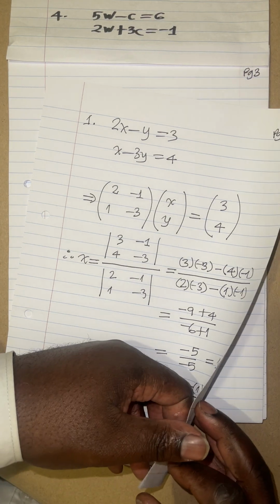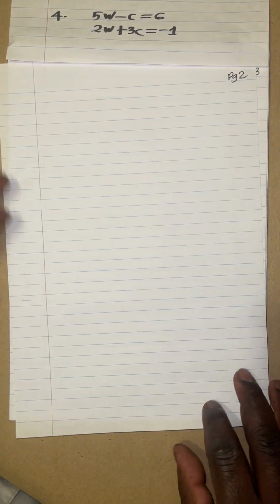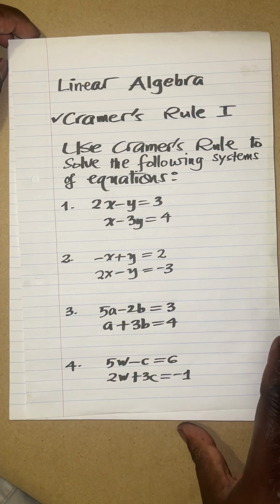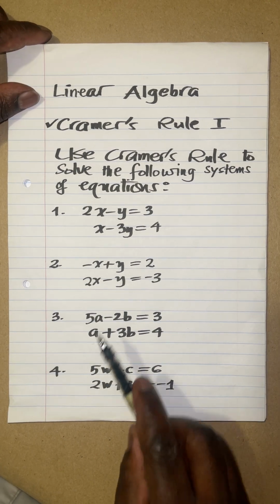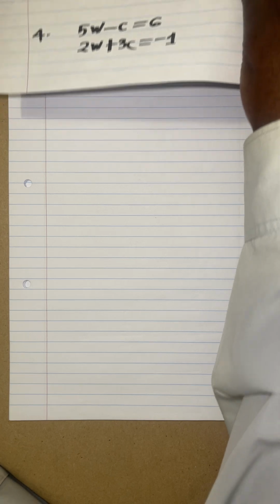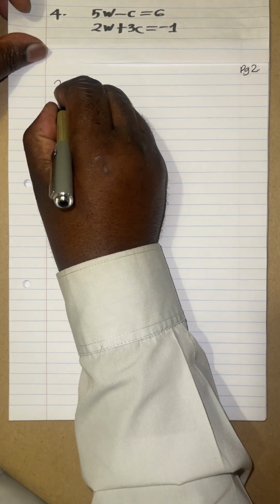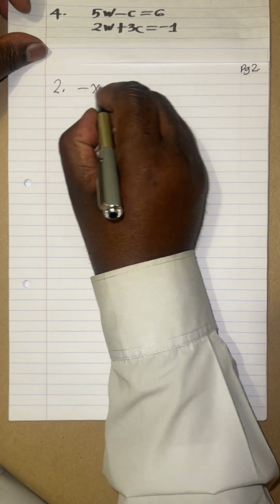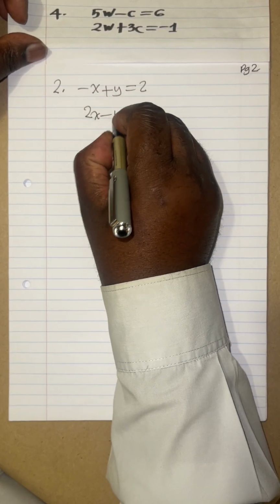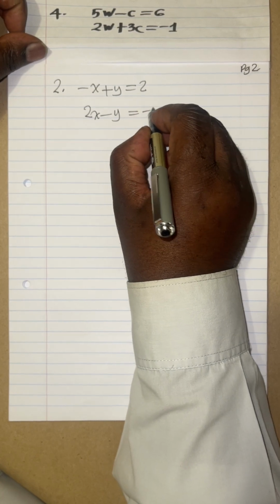Let's look at the second system of equations that we have to work on using Cramer's rule. I'm repeating the concept so that you fully understand what Cramer's rule is all about. There is a second system of equations, again two linear equations in two unknowns. Solving that system using Cramer's rule is done as follows. Number 2: minus x plus y equals 2, and then we have 2x minus y is equal to minus 3.